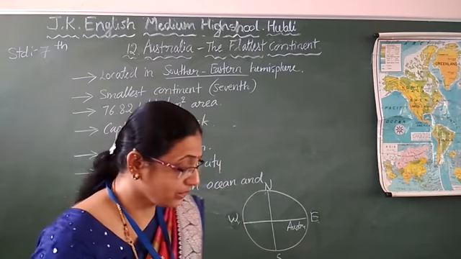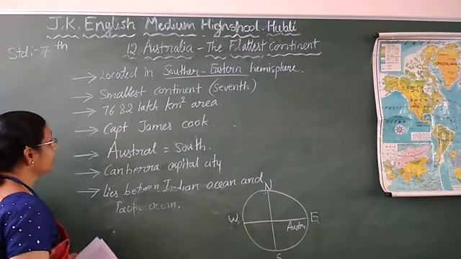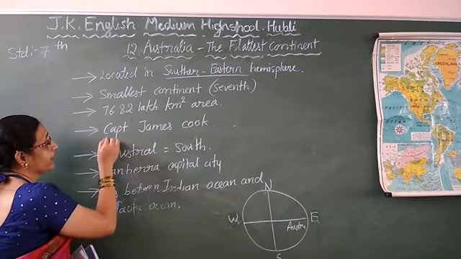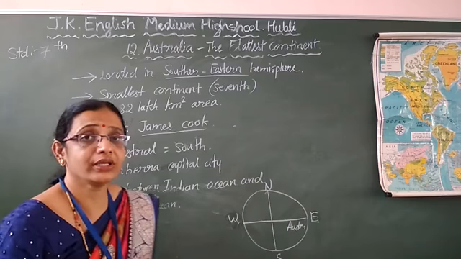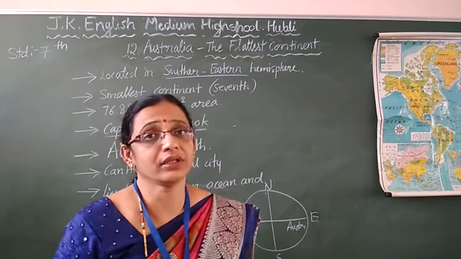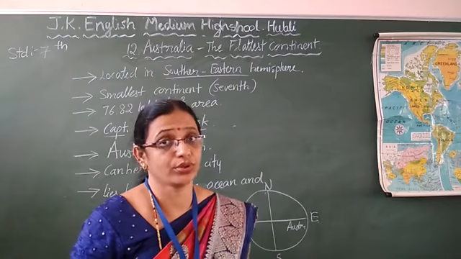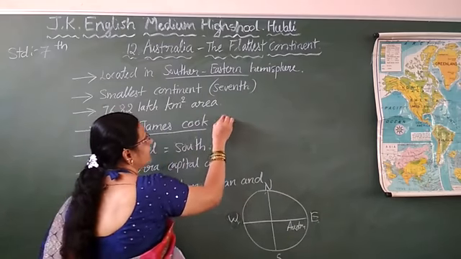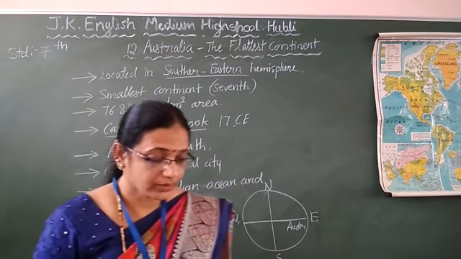It is the 7th largest continent, the smallest continent. Then it was discovered by Captain James Cook. All continents were discovered by Europeans. This one was also discovered by a European navigator. His name is Captain James Cook. In the 17th century only he discovered it. Followed?